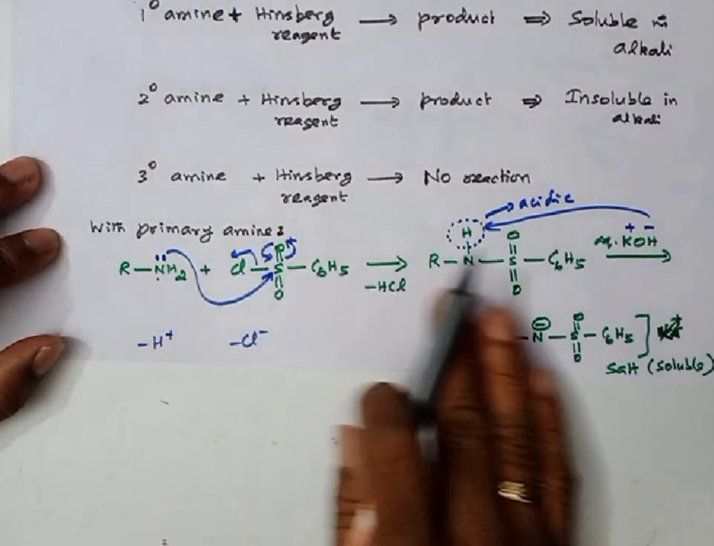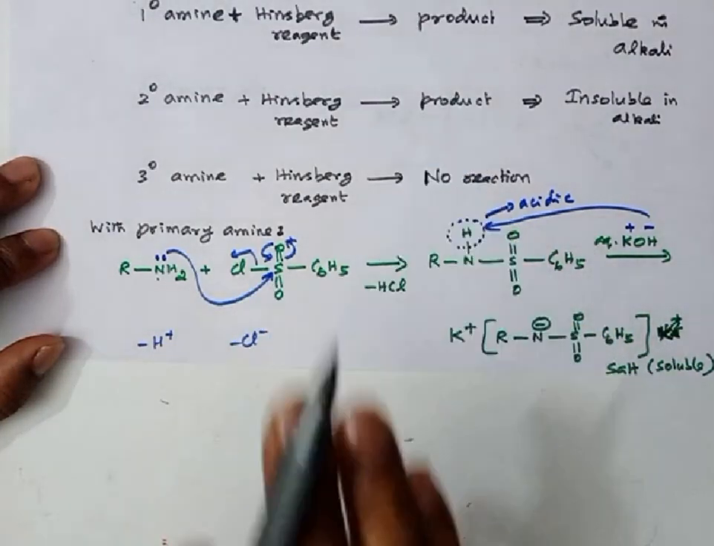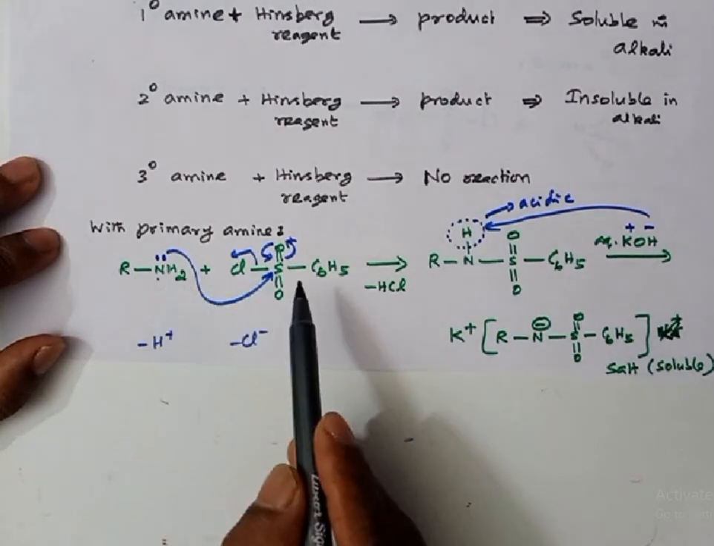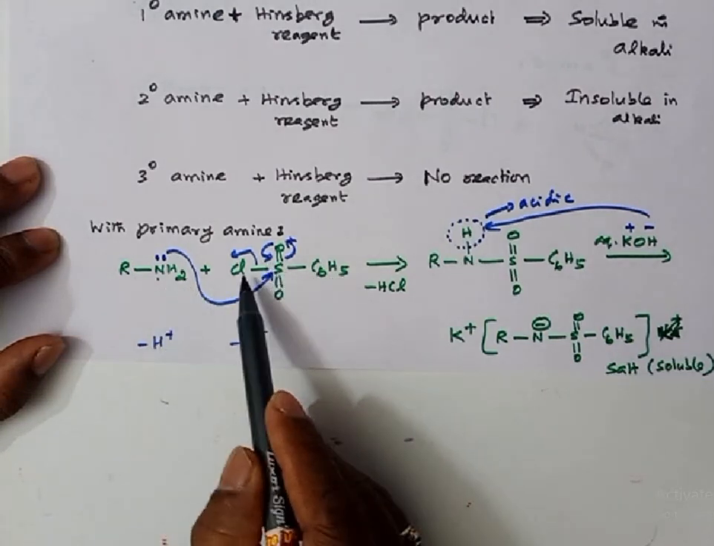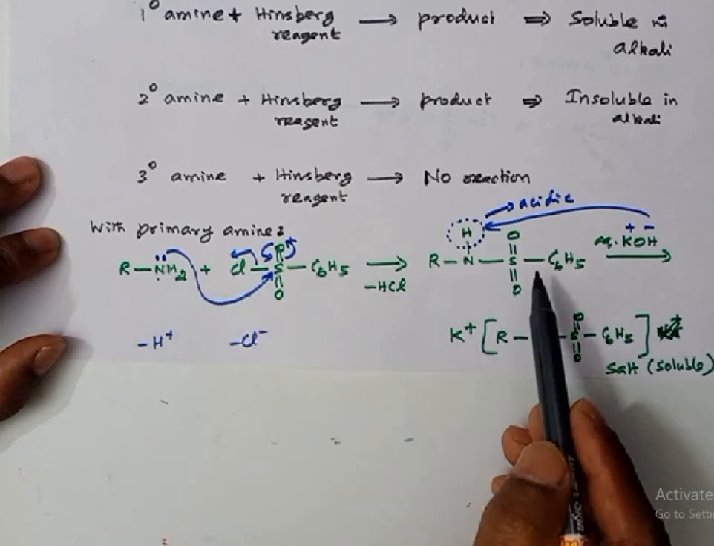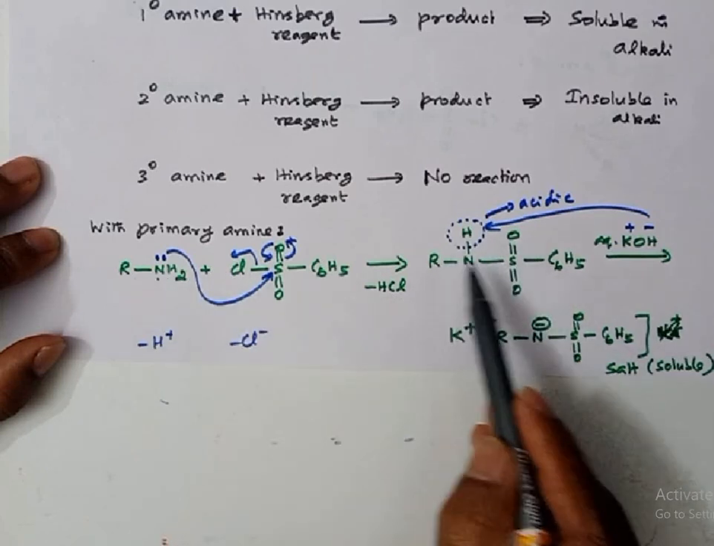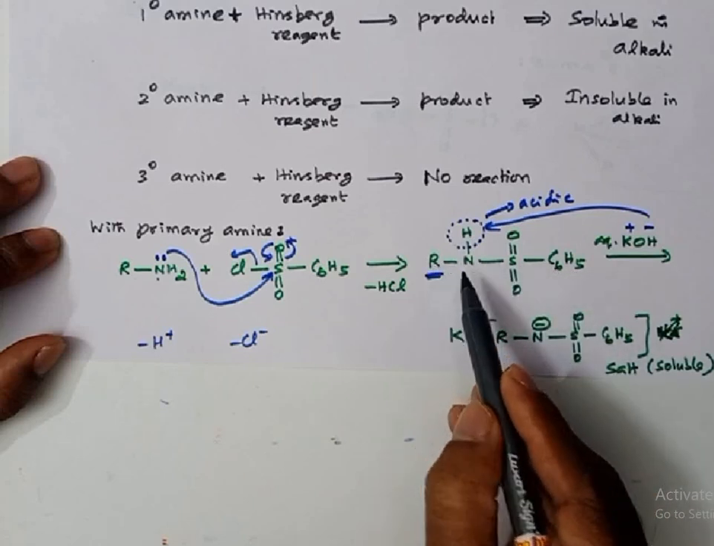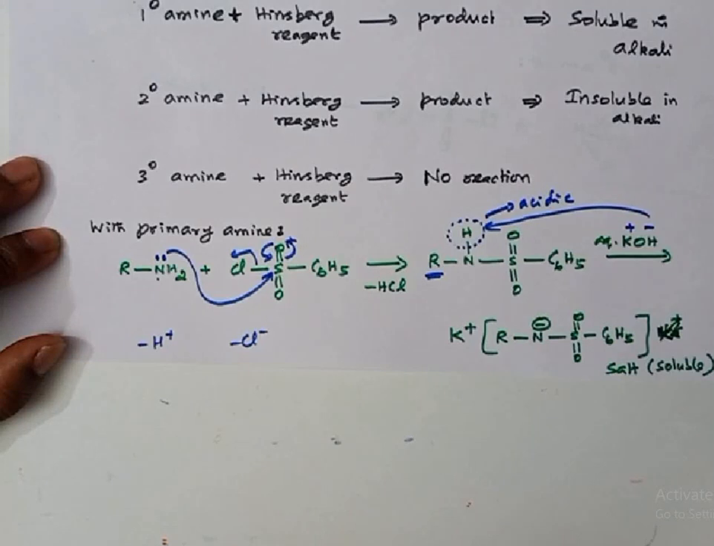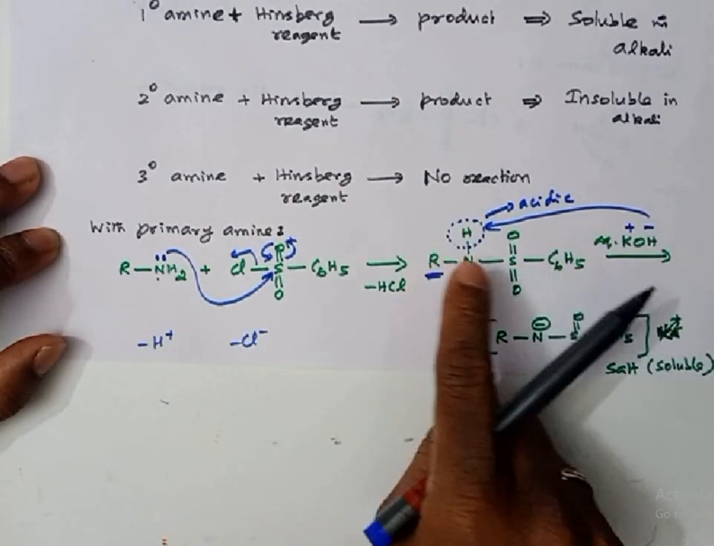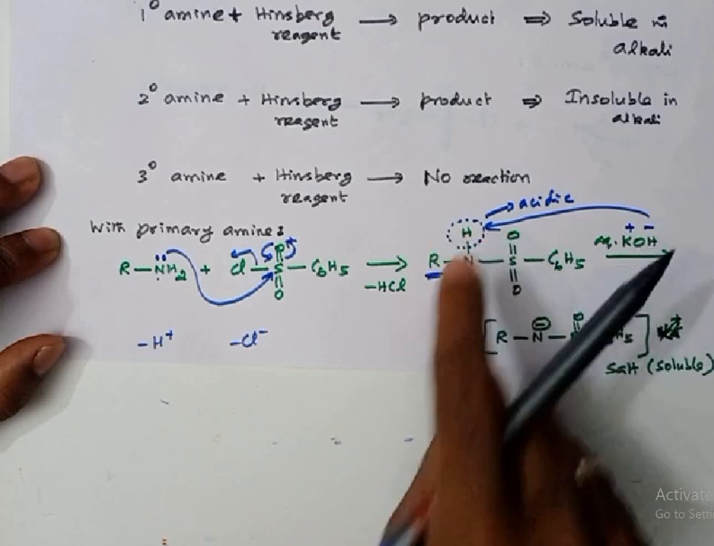So this reaction takes place with the primary amine. If you add benzene sulfonyl chloride, HCl is eliminated and you will get a substituted benzene sulfonamide. This R group is attached to nitrogen, so it is called a substituted amide, and we have benzene here, so it is called substituted benzene sulfonamide.